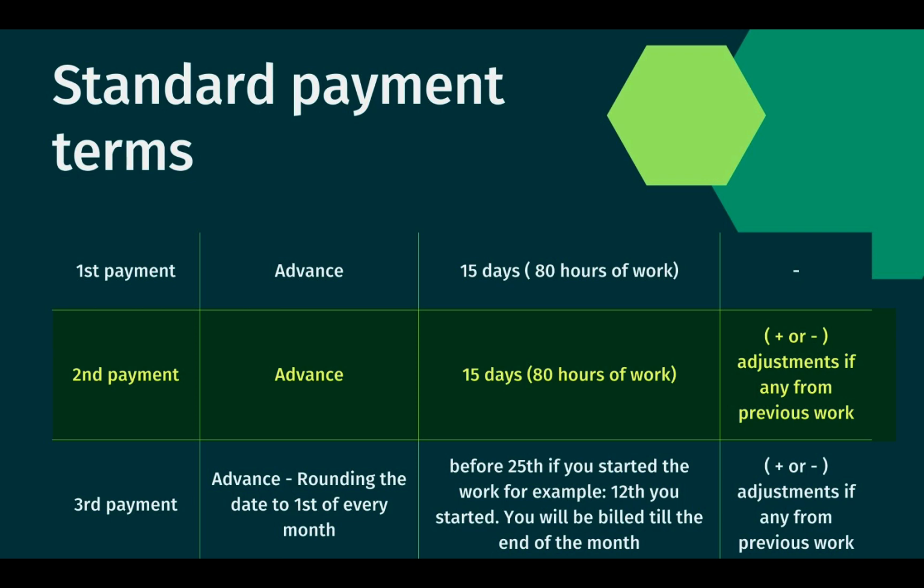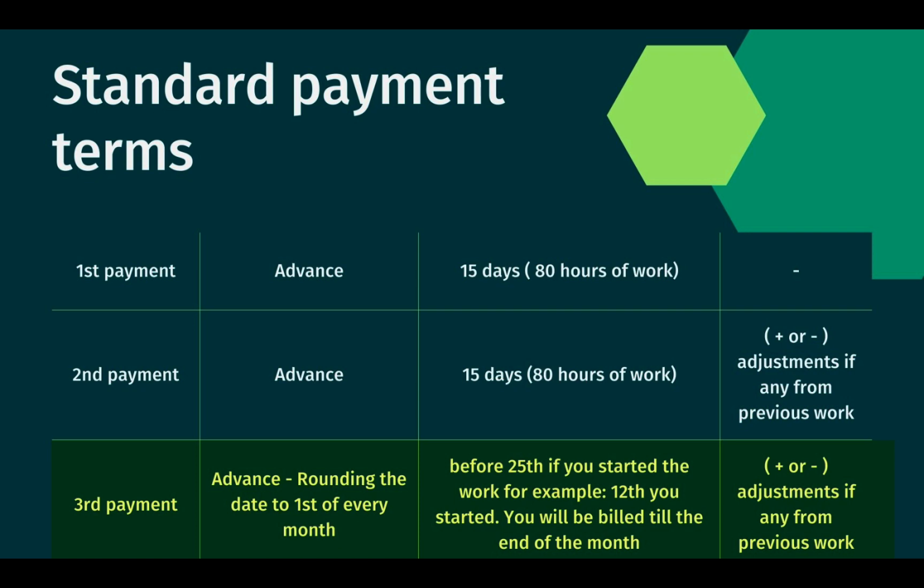For example, if the client paid for 80 hours but the consultant actually worked for 90 hours, then a 10-hour adjustment is added from previous invoice. Client pays for 80 hours plus 10 hours, total of 90 hours in advance as the second payment, settling the first payment for good. Stage 3, after the second 15 days, another invoice is generated and sent to the client.